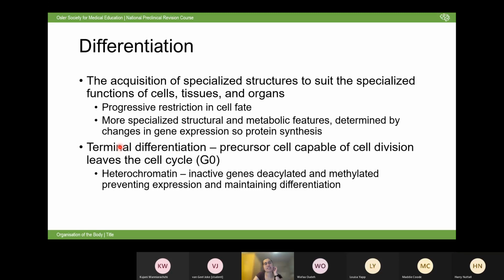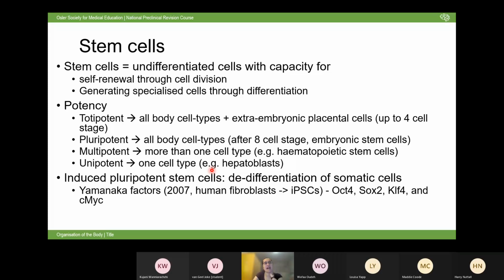And terminal differentiation, or G0, happens either because the cell has reached its final state, its final differentiation, or because there's some problem in the cell, which means it shouldn't or can't divide anymore. So that is differentiation. And stem cells obviously are relevant to the conversation about differentiation. So stem cells are undifferentiated cells that are able to self-renew and generate more specialized cells.